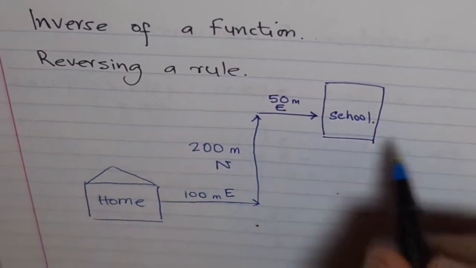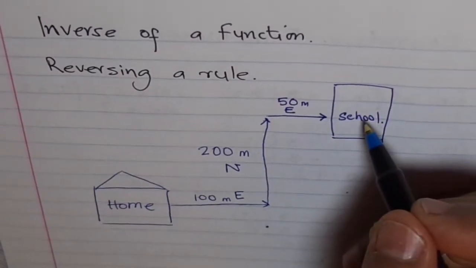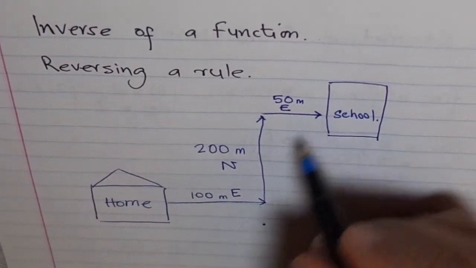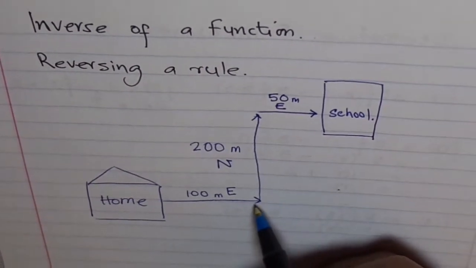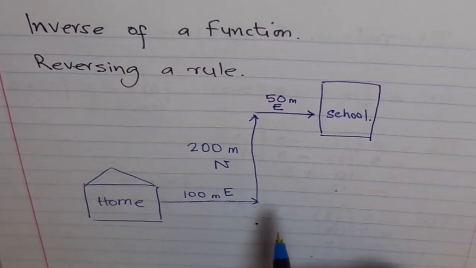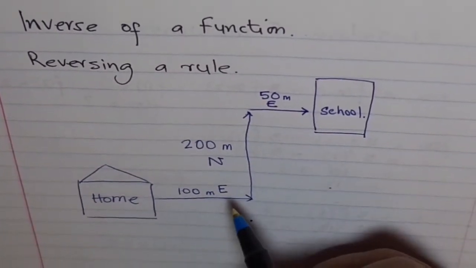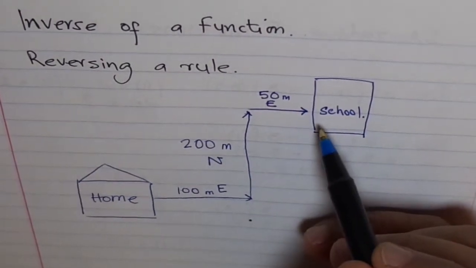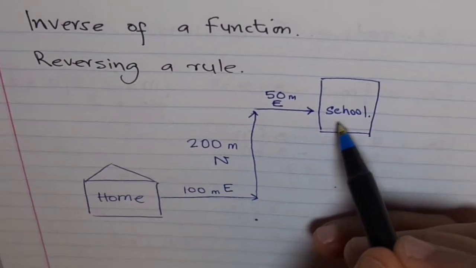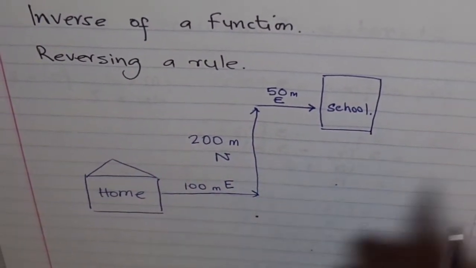Now, this could be a function where the domain is home and the range is school. The path, or in this case we can also say rule followed, is 100 meters east, 200 meters north, 50 meters east. Now, inverse of a function will do the reverse of the thing and will undo what has been done. So, inverse of a function should bring us back from school to home. Let's see how it can be done.